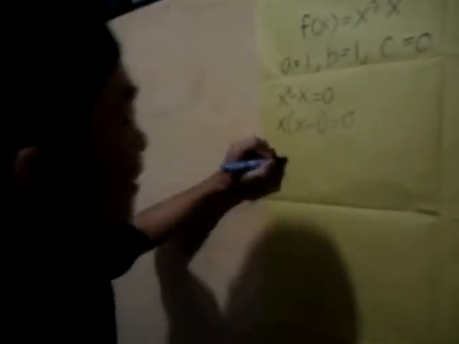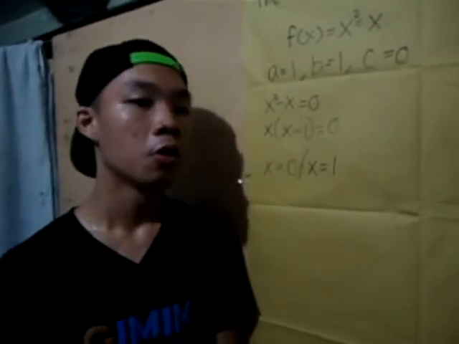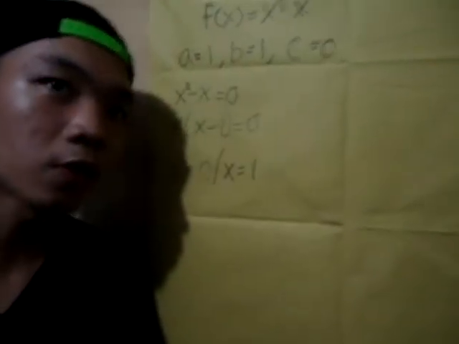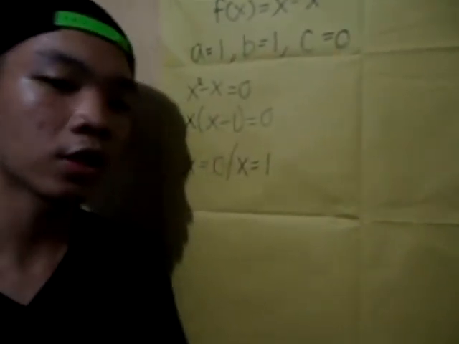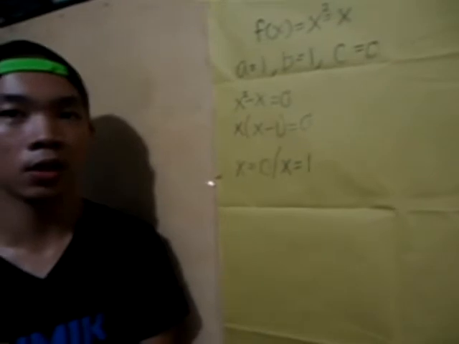The answer is x is equal to 0 or x is equal to 1. The zeros of f of x are 0 and 1. The axis of symmetry is x equals 1/2. The parabola opens upward, and f of x crosses the x-axis twice.